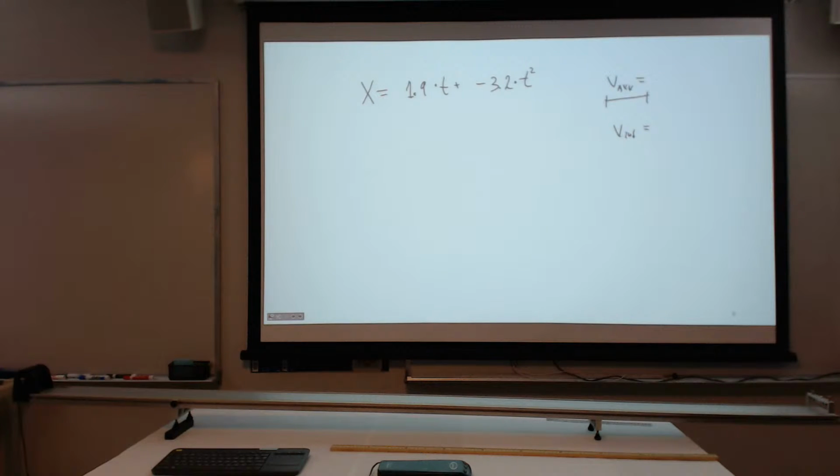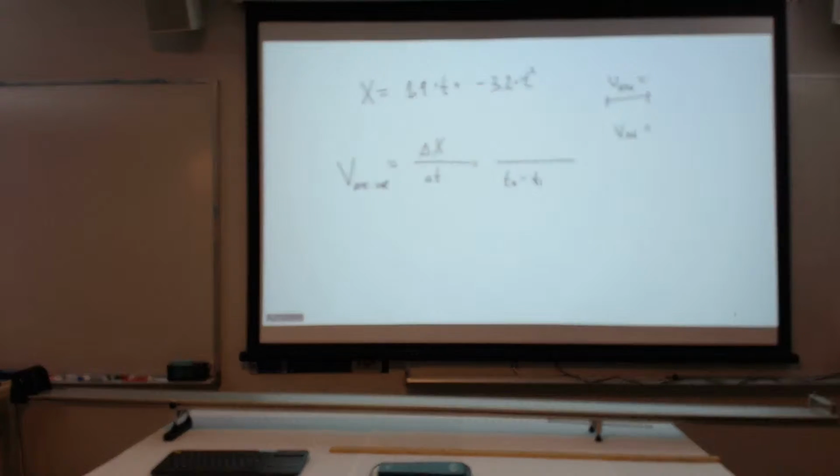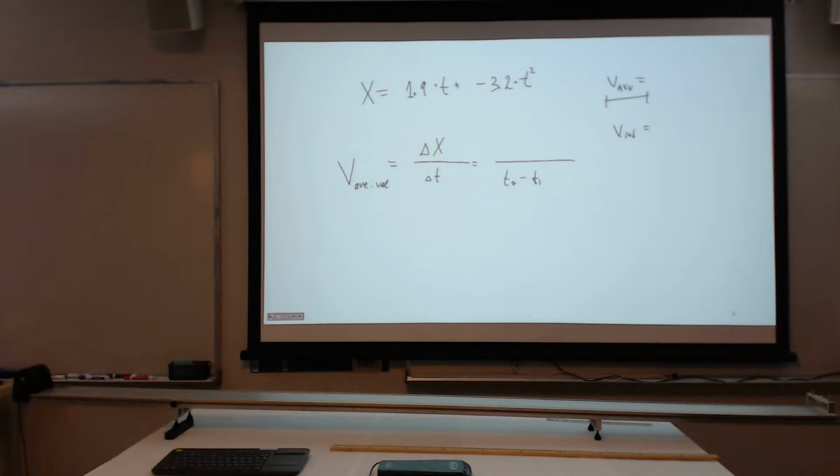Or, well, the magnitude of displacement over time. Exactly. You have to start from a definition. The average velocity, by definition, is equal to displacement over time. So to calculate delta t, you just do this. To calculate delta x, what do you do? You do this. That's what delta means, the change, the difference between final and initial. So how do we calculate final?